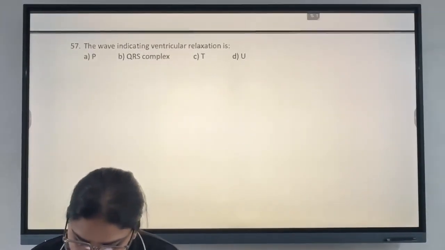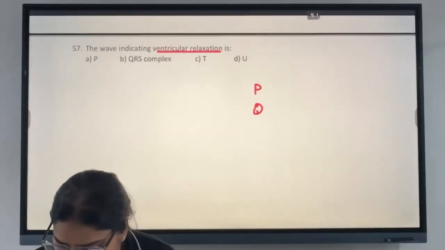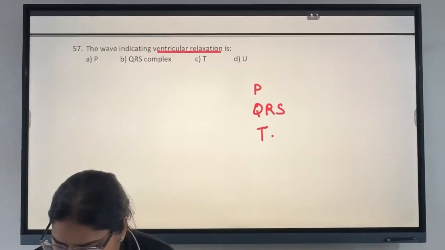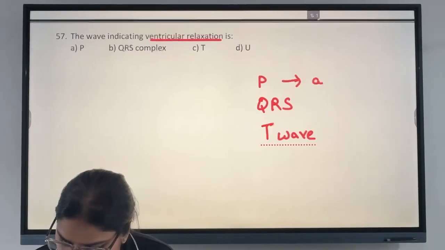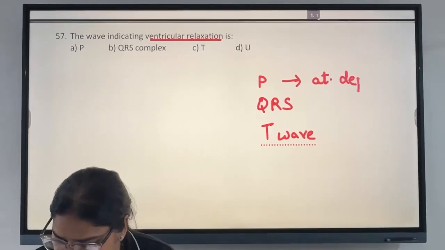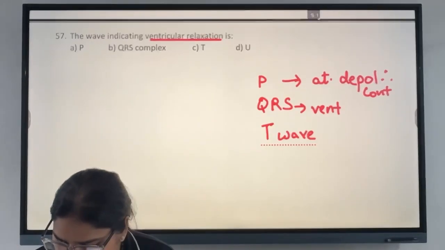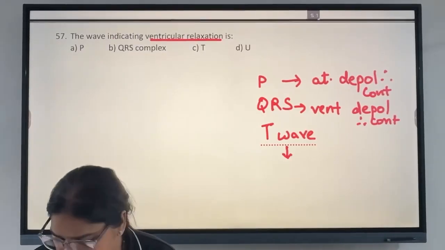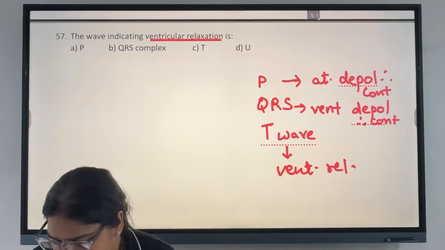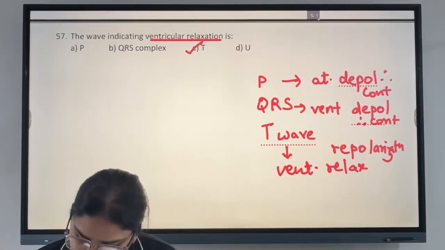57th question. The wave indicating ventricular relaxation is... ECG is a complex made up of waves, the P wave, QRS complex and T wave. The P wave indicates atrial depolarization and therefore atrial contraction. QRS denotes ventricular depolarization and therefore ventricular contraction, whereas the T wave denotes ventricular relaxation, meaning repolarization. So the answer is option C.